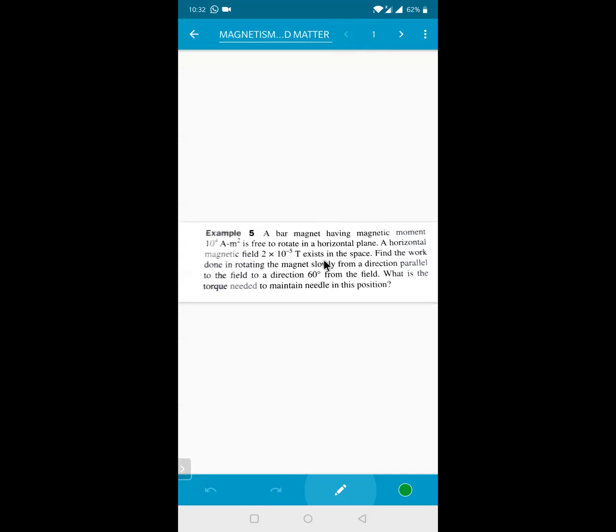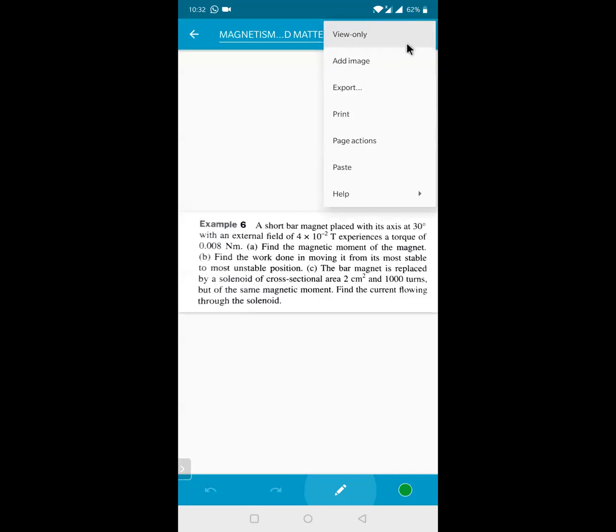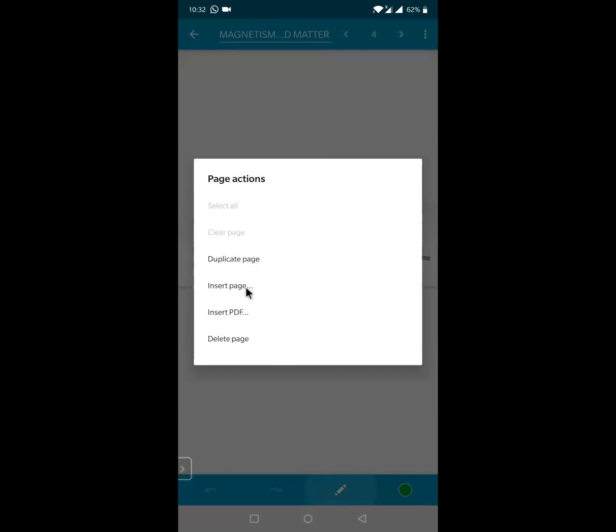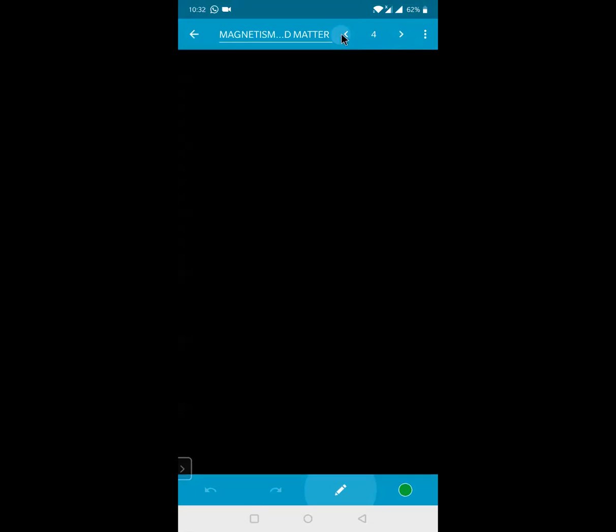Such type of equations, whenever you're calculating the work done or the torque part of the relation. Clear? Let's do the next problem. Next question, first read the question carefully and see what you are able to understand from the given question.